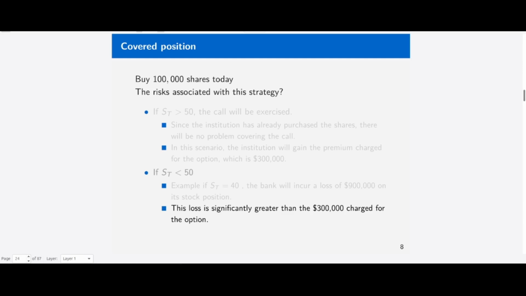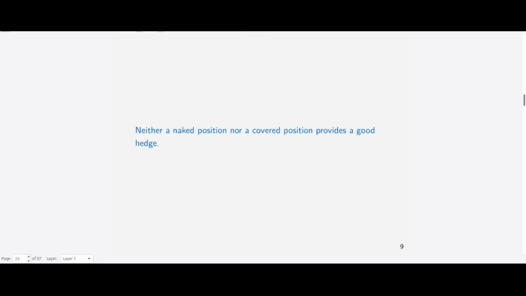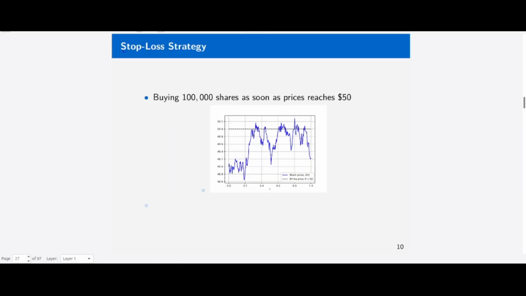So the loss is significantly greater than this amount which is charged for the option during the contract. So neither naked position nor the covered position provide a good hedging strategy. The other strategy is the stop loss strategy.